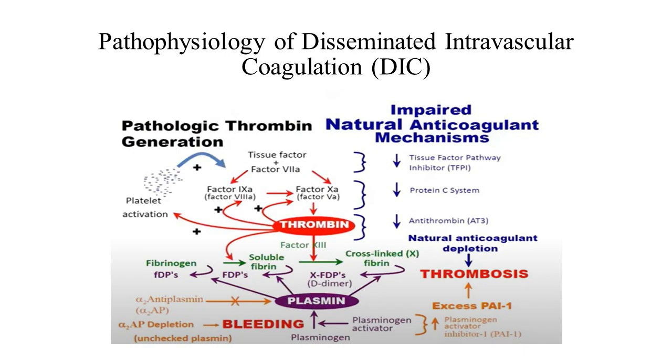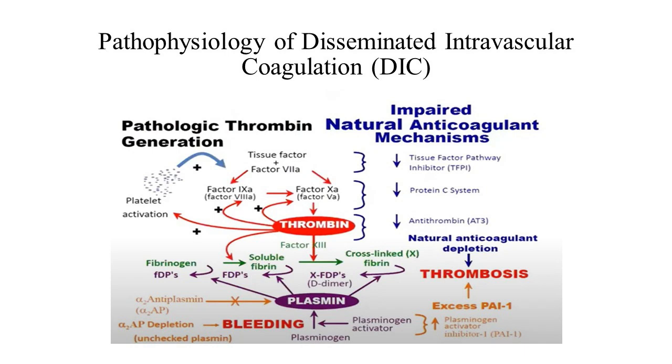Second, natural anticoagulant systems become impaired. Under normal conditions, coagulation is tightly regulated by three main anticoagulant pathways: tissue factor pathway inhibitor, TFPI, the protein C system, and antithrombin, AT3. In DIC, these systems are suppressed or depleted.